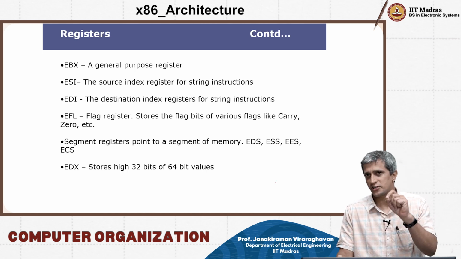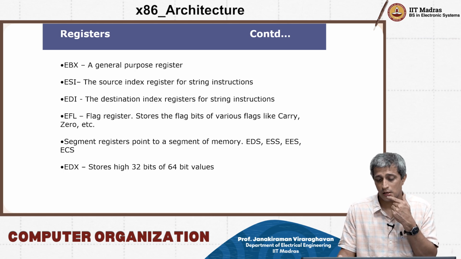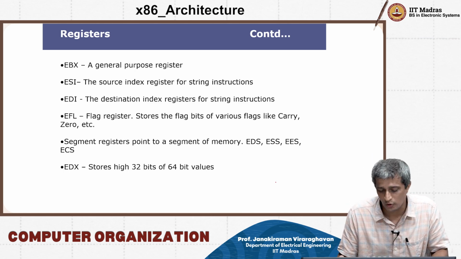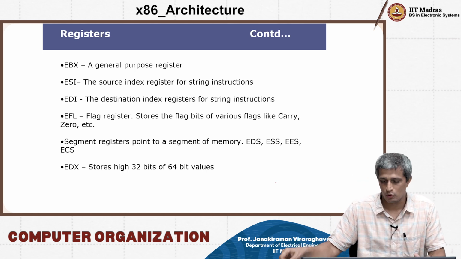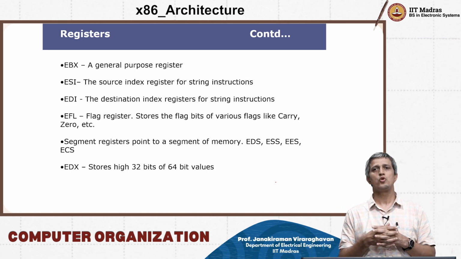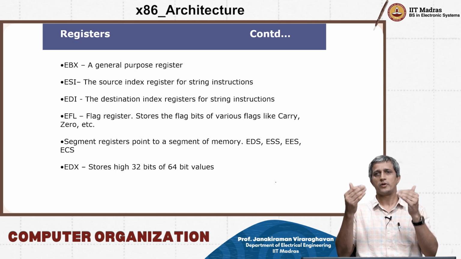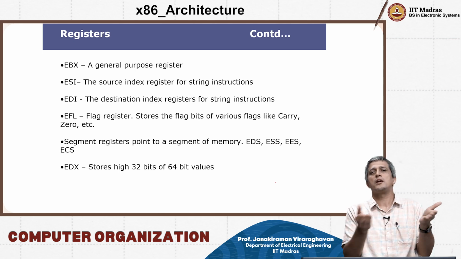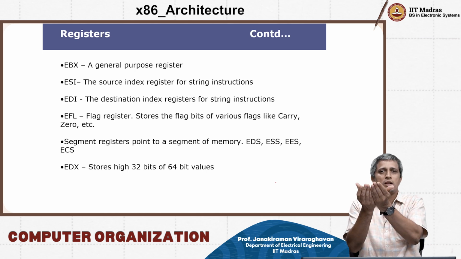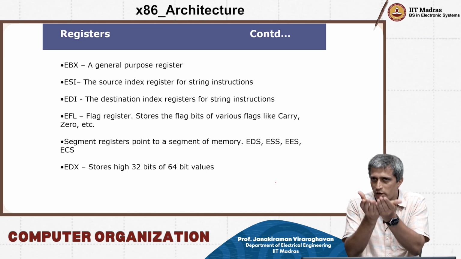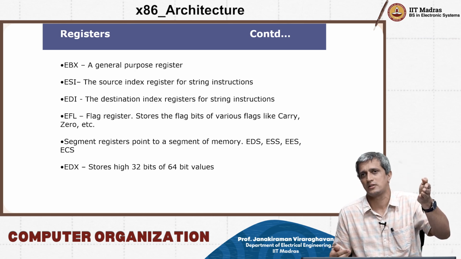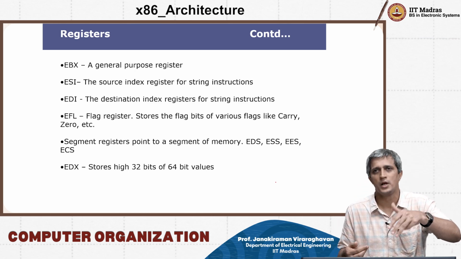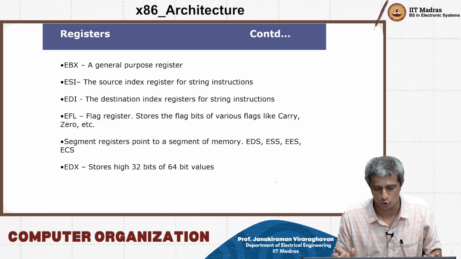The EDX register, okay, is specifically used to store the high 32 bits of 64-bit multiplications, okay. See, for example, when you do addition of a 32-bit with a 32-bit number, you can at most get 33 bits. So, the 32 bits can be stored in a register. The 33rd bit can be indicated in the flag register, whether there was a carry or an underflow, if it is a subtraction and all that stuff, no issue.